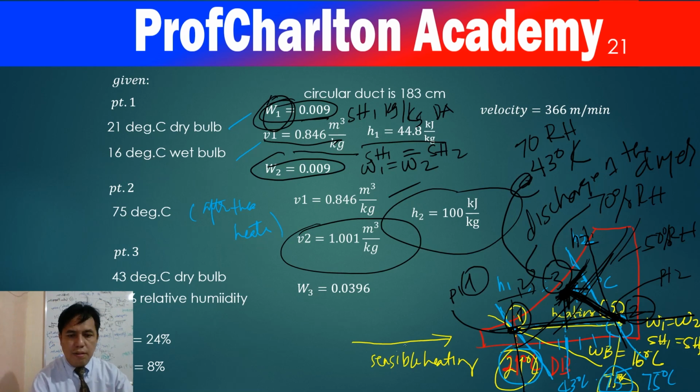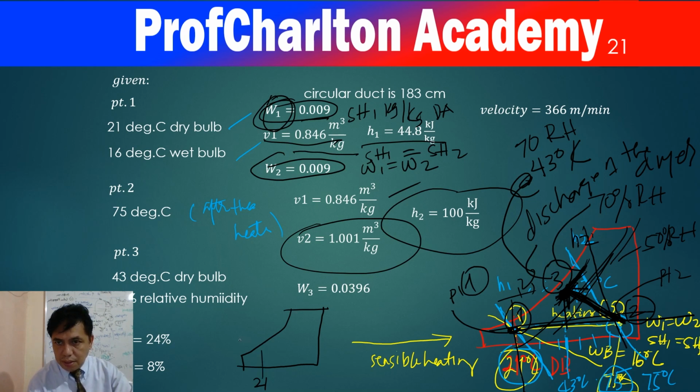Let me use another space, so that we are clear on this. So here is the psychrometric chart, right? So here is the 21. We were able to locate it because we have another wet bulb temperature, which is 16 degrees centigrade, 21 degrees. Then we could get from here the enthalpy and specific volume, right? So we were able to get the enthalpy one, then the specific volume of one.